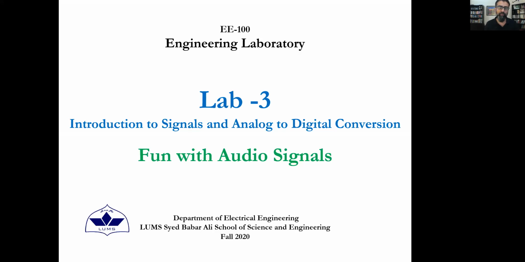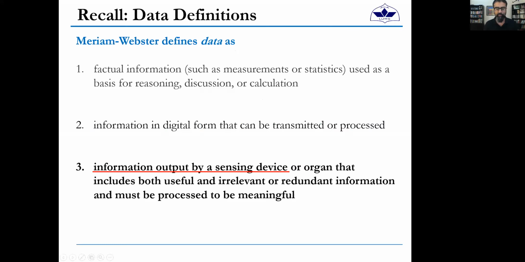So what I want to do here first off is, if you recall the data definitions that we had in the last lab, right? There were two initial definitions. We said this is factual information, which is used as a basis for reasoning or for discussion or calculation, or is information in digital form that can be transmitted or processed. However, what we will be mostly dealing with in EE100 is this third definition, which I think is extremely important.